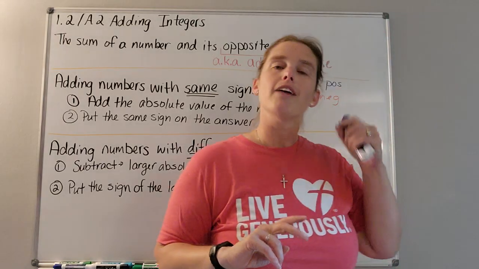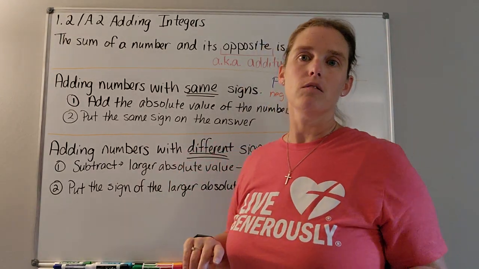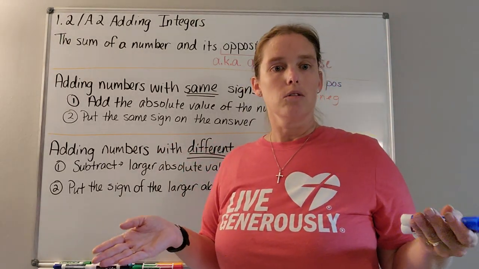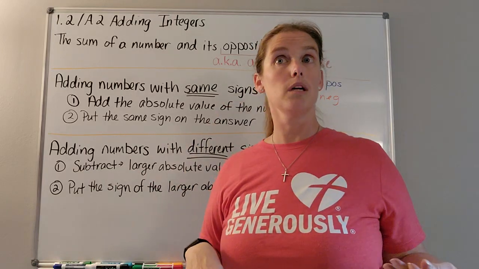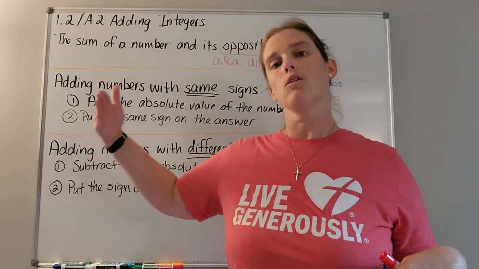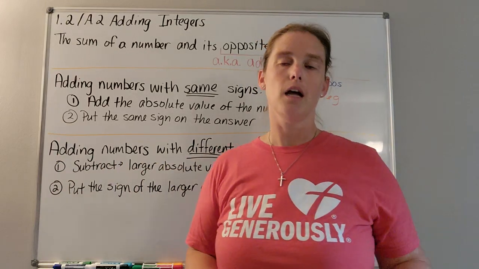Or when we did 5 plus -2, absolute values of those numbers, 5 and 2. So 5 minus 2 is 3. 5 had the larger absolute value. It was positive, so the answer stayed positive.